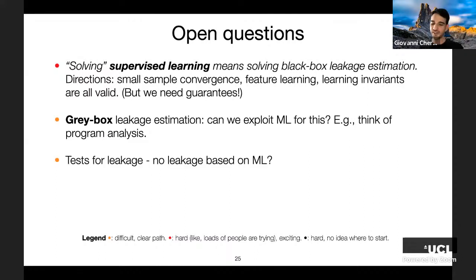There is one very nice feature that previous work on leakage estimation had, and that is the possibility of doing a leakage or no leakage test. Sometimes you have a system and you only care about whether it leaks information or it doesn't. You don't care about measuring how much it leaks. So it would be interesting to see whether we can use machine learning to carry out this sort of test.